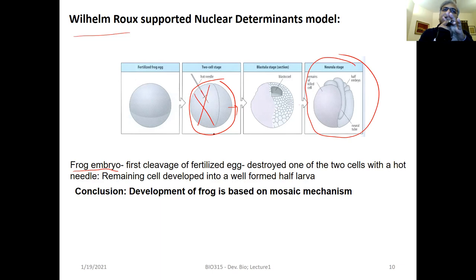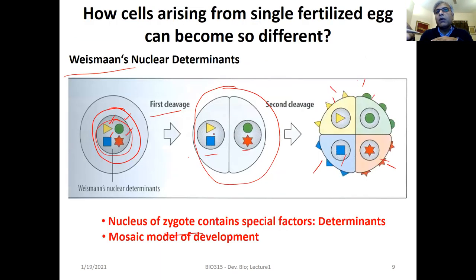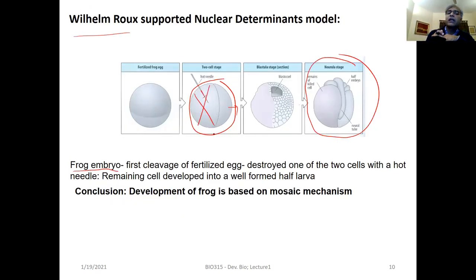And Willem Roux said, yeah, the nuclear determinant model, the mosaic model of Weismann is correct, because you have lost half of the nuclear determinants by losing one of the cells. So that's why only half of the embryo developed, because the mosaic is collapsed now. Okay. So he also supported the mosaic model of development.